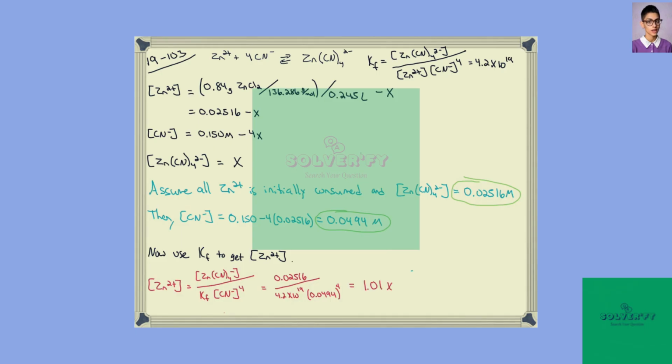This will then give us a zinc concentration of 1.01 times 10 to the negative 16, not 0, really close to 0, really small, but not 0 because an equilibrium has been established. So the equilibrium concentrations for the three species that are requested are shown here encircled in green.